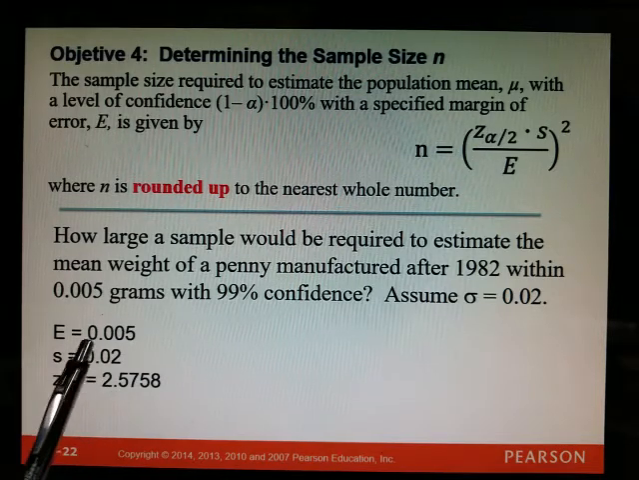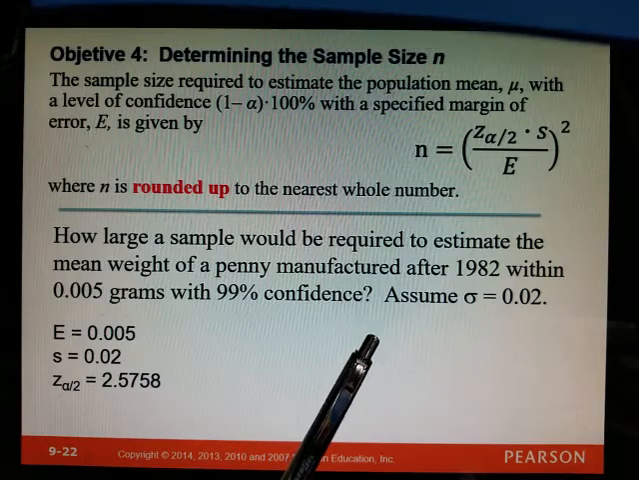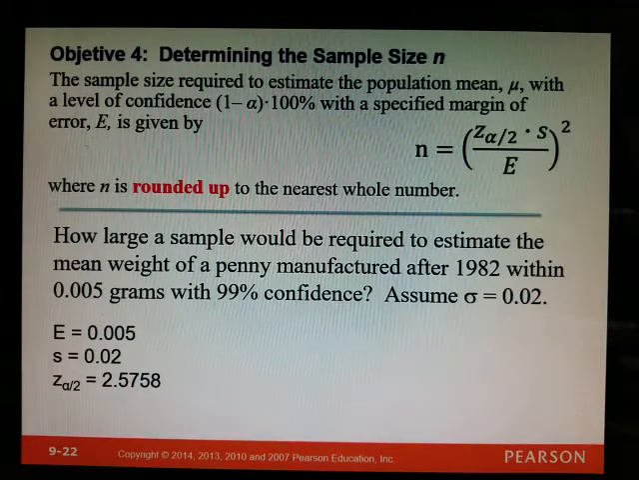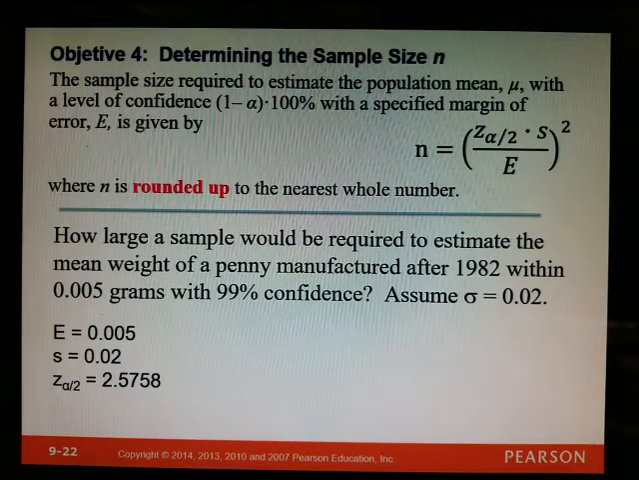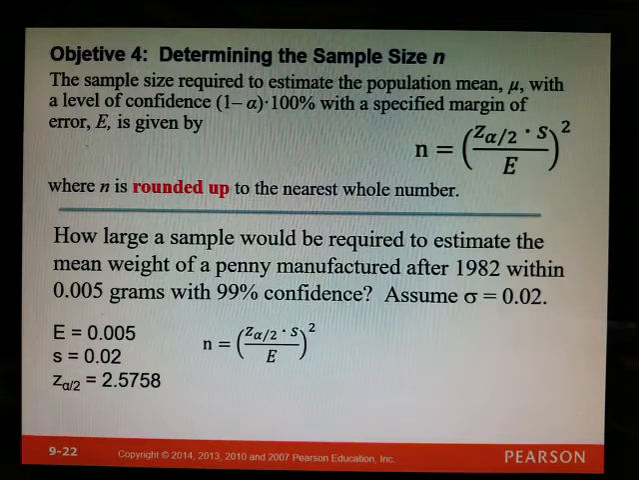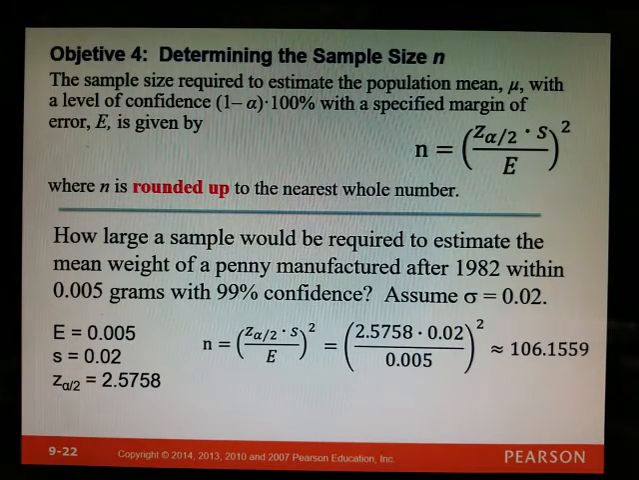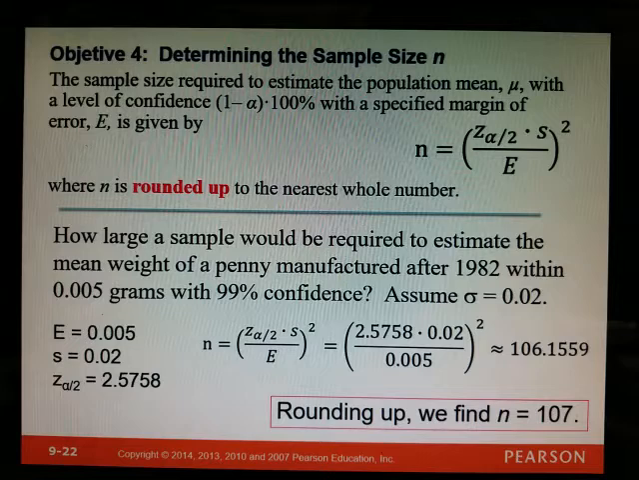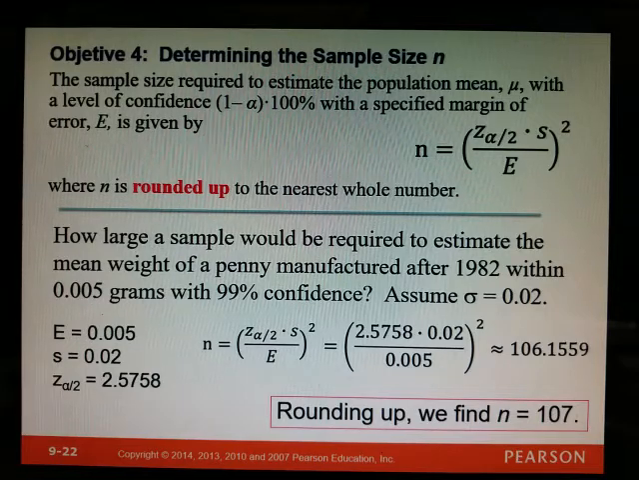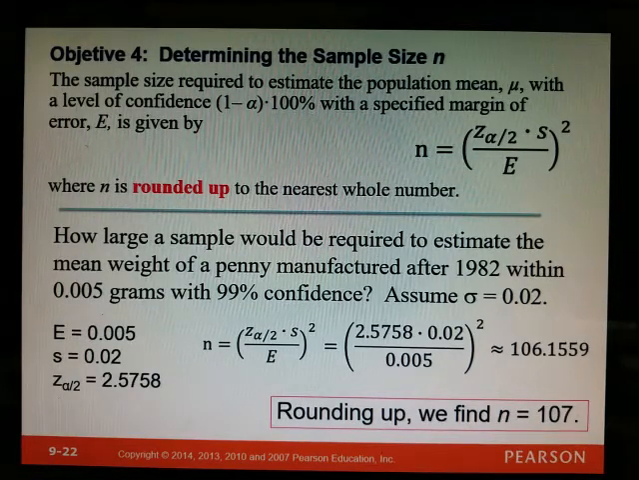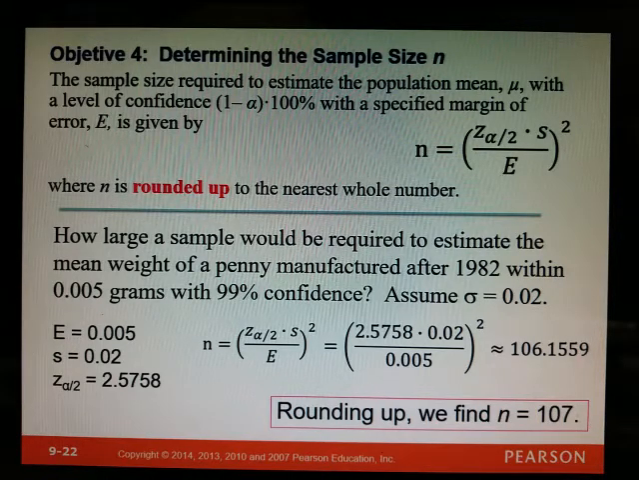Okay, I was willing to be off by that. And then it said the standard deviation. Where's the standard deviation given? Oh, there at the end, 0.02. Plug in all your numbers. And always round up. So we would need to interview 107. We would need to take 107 pennies to be able to be 99% confident of what the mean weight of the pennies is within 0.005 grams.